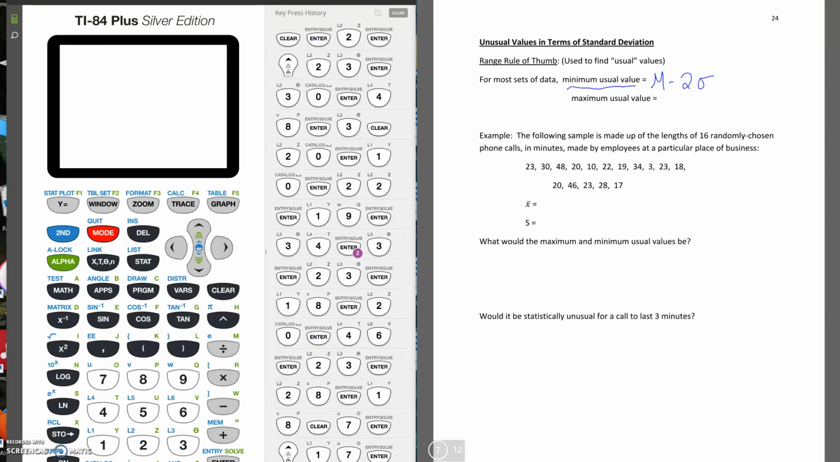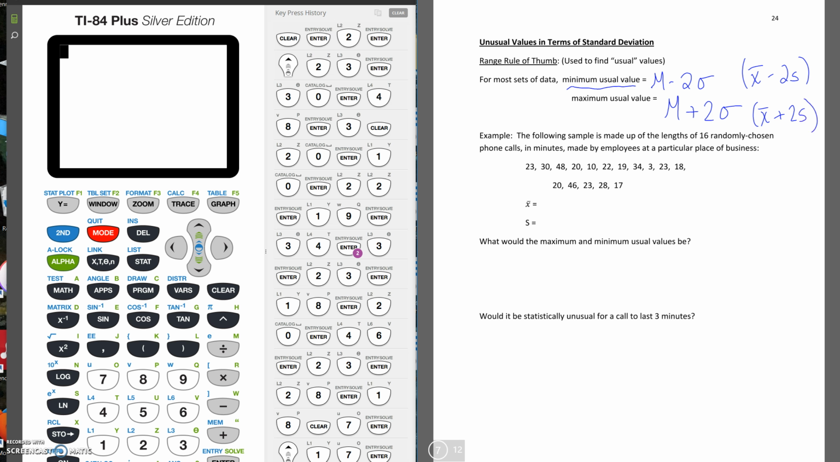Anything below that would be considered unusual. For the maximum usual value, we're going to use the mean plus 2 standard deviations. So you'll need to find the mean and the standard deviation. If you just have a sample, our symbol will be x bar minus 2s and x bar plus 2s.